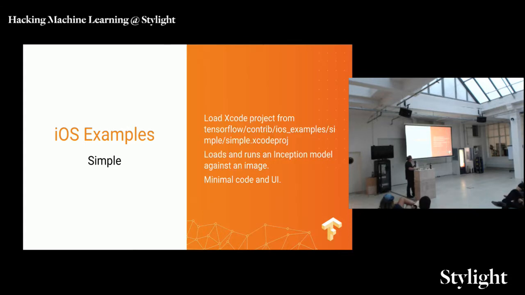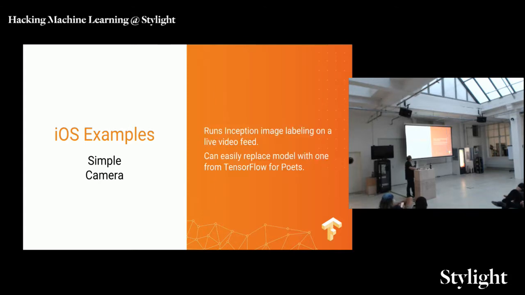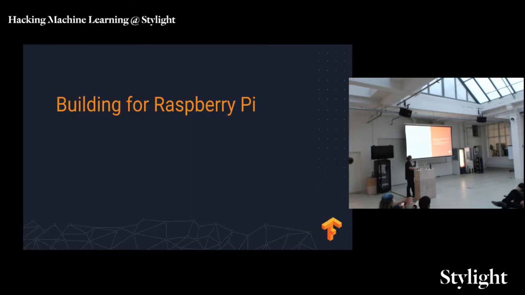If you want something slightly more aesthetically pleasing, you can also get the classification demo that we saw on Android on iOS. And these are all part of the TensorFlow GitHub project under the examples folder. And again, you can easily replace it with the TensorFlow for Poets Code Lab, which is doing transfer learning to easily allow you to recognize your own objects that you care about.